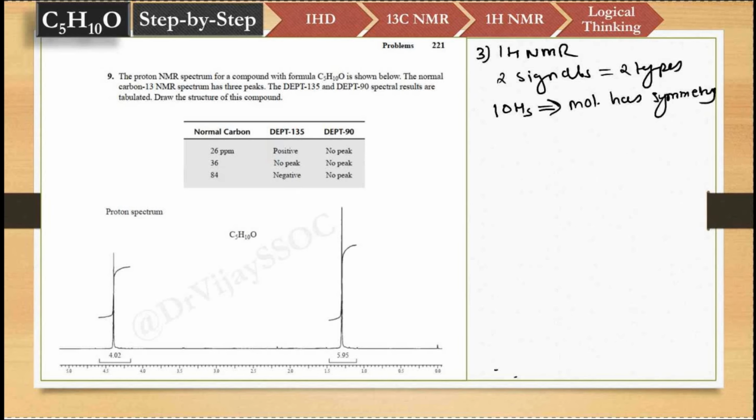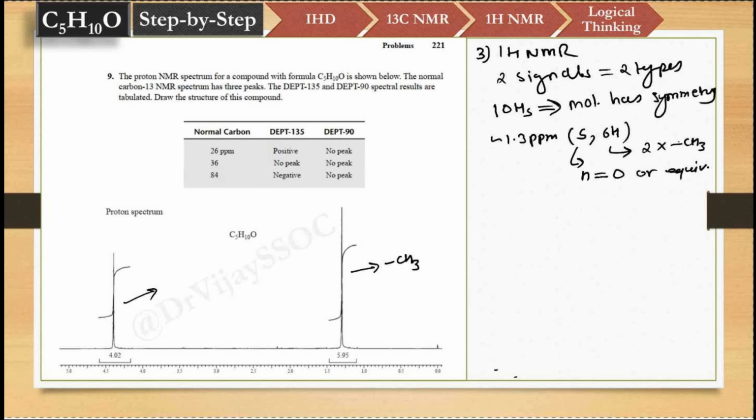Now the signal around 1.3 ppm is a singlet and corresponds to 6 hydrogens. So it is possible that there are 2 methyl groups which don't have any neighboring hydrogens, or there are some equivalent hydrogens. So this is the possibility. This one belongs to CH3. And the other signal, which is coming around 4.4 ppm, which is quite deshielded, is also a singlet and corresponds to 4 hydrogens. So there is a possibility that this compound has 2 CH2 groups.